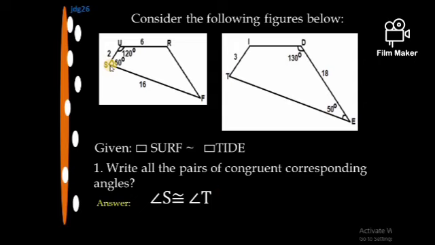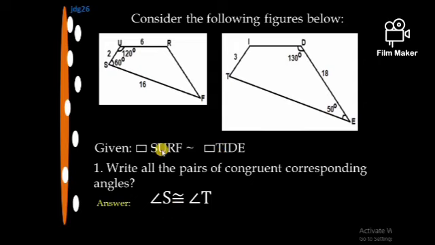Angle S is congruent to angle T. Okay, paano natin nalaman na si angle S ay congruent to angle T? Kasi si angle T ay wala namang measure. Dito pa lang sa statement, makikita na natin kung ano yung mga angles na congruent. Nag-start tayo sa S, sa SURF, nag-start sa letter T, sa PIDE, therefore S and T are corresponding angles.